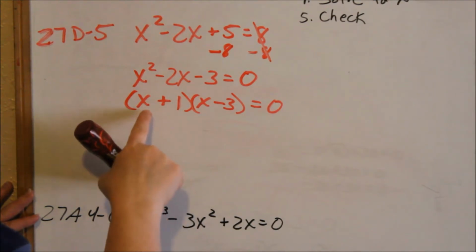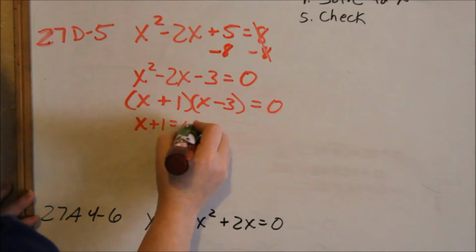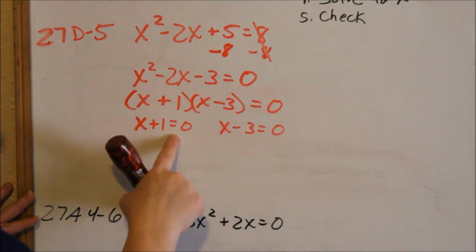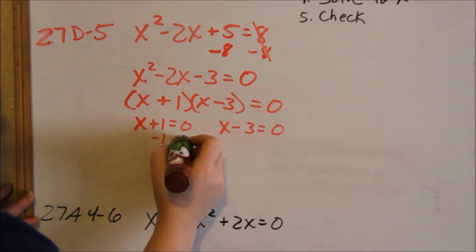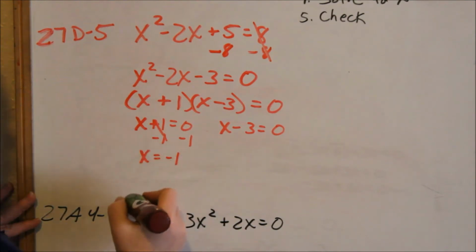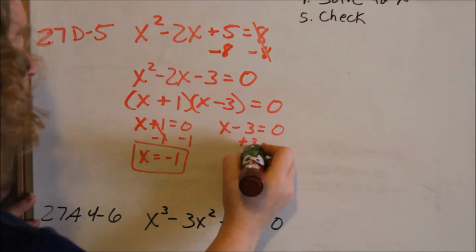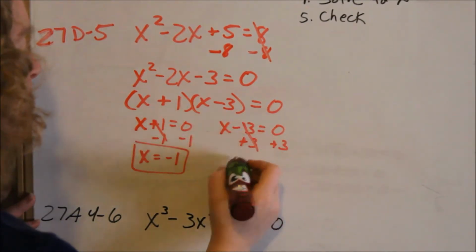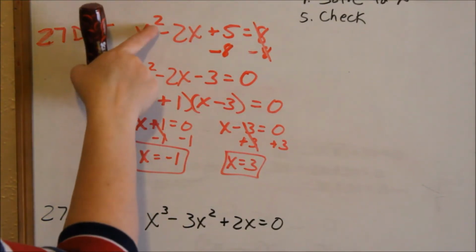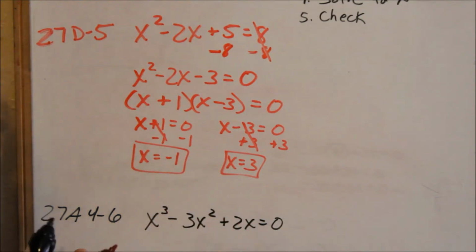Now step number 3 was to set each one of these factors equal to 0. So we set x plus 1 equal to 0, and then x minus 3 equal to 0. Now we just take this and solve for x. Subtract your 1. 0 minus 1 is negative 1. It's okay to have a negative solution. And then add 3 to each side. X equals 3. Remember, look at your highest exponent. My highest exponent was a 2, which means that I should have 2 solutions.